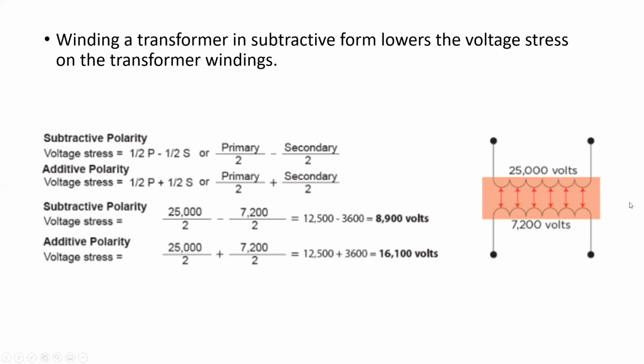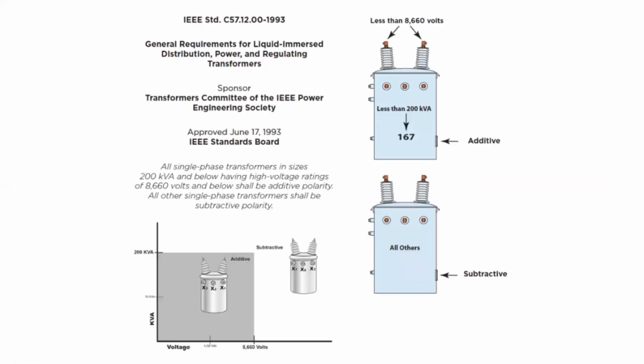And what that means is that when they make a high voltage transformer, they wind it subtractive so that it lasts longer because the voltage stress is lower. So generally speaking, this is an excerpt from an IEEE white paper, and it's just showing generally what you would expect to see in high voltage transformers, usually liquid filled. So if you were to exceed 8,600 volts, usually it's subtractive wound. If you were to exceed 200 kVA, or 200,000 VA, you would also get into subtractive wound transformers.